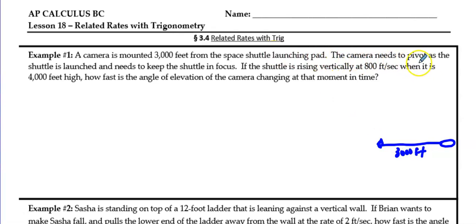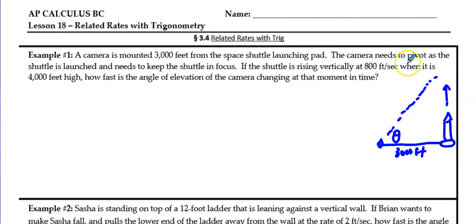And then it says the camera needs to pivot as the shuttle is launched. So think about it right now that we have our little shuttle right here, and it's going to be going up, up, up, up, up. And so we have a camera, and it needs to kind of pivot as the shuttle moves upward. So the camera's view has to change, right? It starts out here, and then it goes here, and then here, and here. So this angle, this is our theta, this angle has to change.